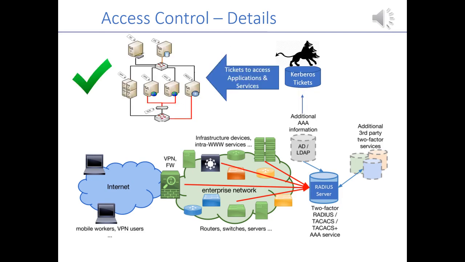So you authenticated with the RADIUS server. That RADIUS server checked, using the LDAP protocol, checked Active Directory, AD, you're valid. You move on to Kerberos, you get your tickets, and now you have tickets to access applications, print servers, other services on the network. And now you're in. But see, it was a few steps, right?